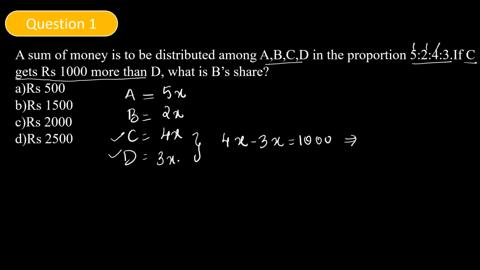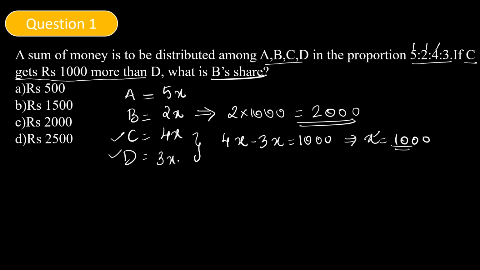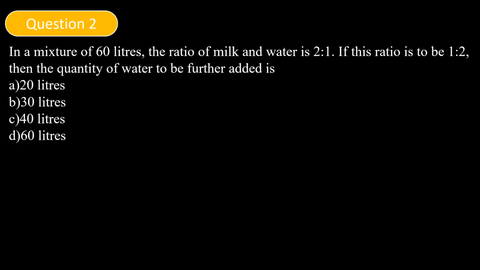That is what is x, then x is 1000. It is asked what is B's share? B's share is 2x. When x is 1000, B's share will be 2 into 1000, that is 2000 will be the share of B. Option C. Next question. In a mixture of 60 liters, the ratio of milk and water is 2:1.